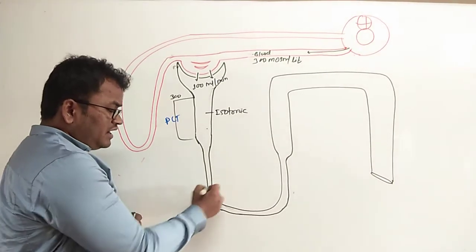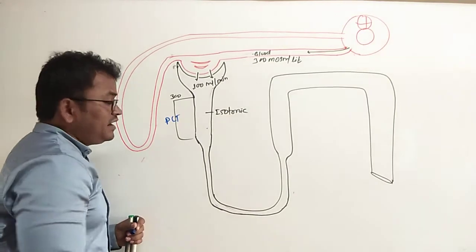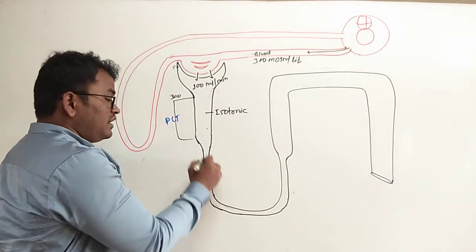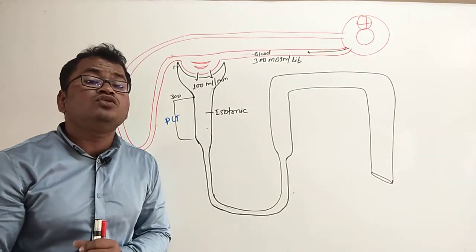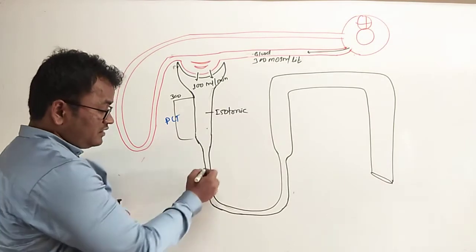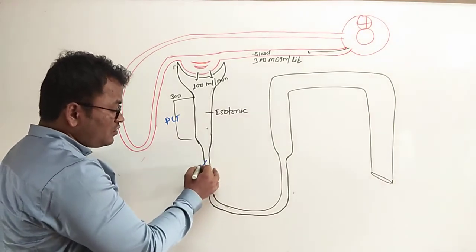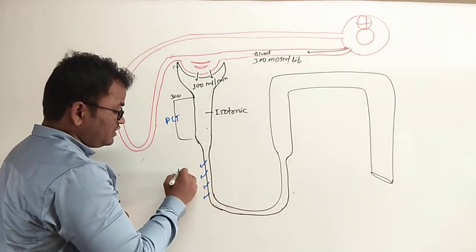Next, this is the thin limb, the descending limb of the loop of Henle. This descending limb is impermeable to solutes or electrolytes, and it is permeable to water. Hence, water is excreted out of this thin descending limb.